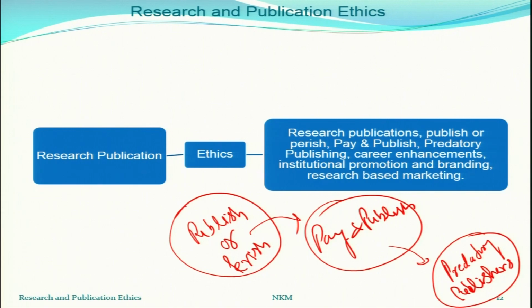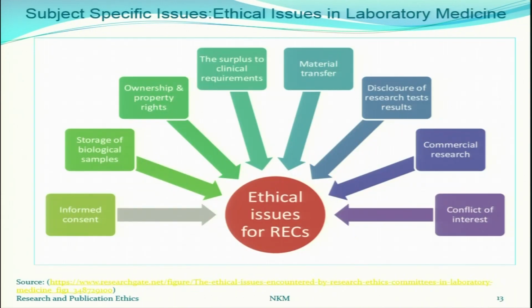So publish or perish, pay and publish, predatory publishing for career enhancement, institutional promotion or branding or research-based marketing. We see several kinds of ethical violations in research publication practice that we have to avoid. Now let's try to understand the specific cases.